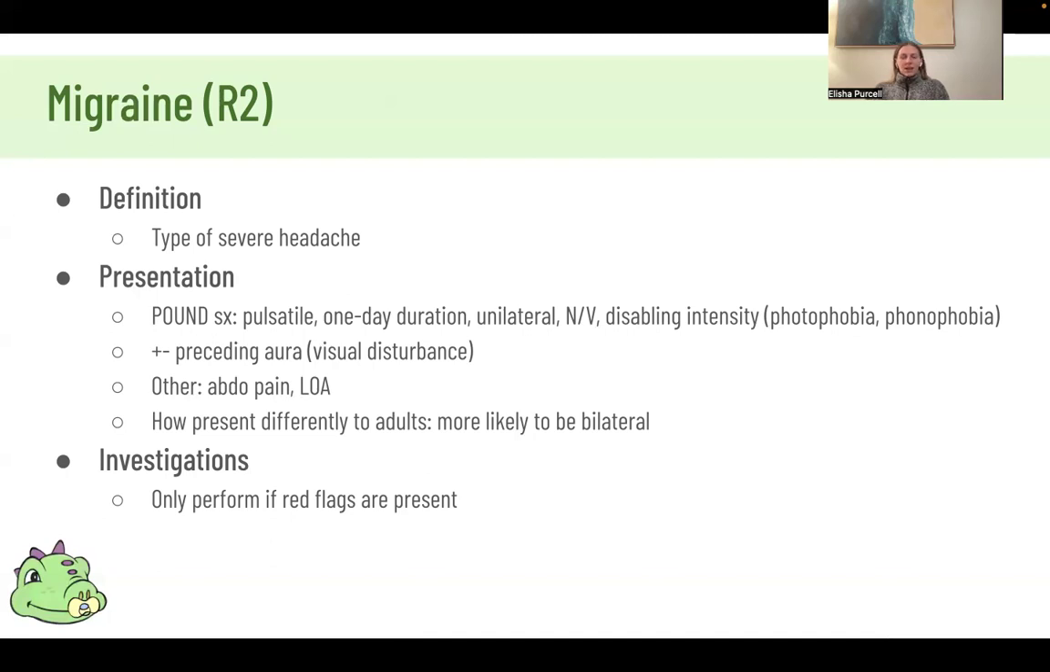And how it presents differently to adults: when we think about child compared to adult, a child is more likely to be bilateral compared to an adult. But yeah, within the pediatric setting, they're still more likely to have a unilateral headache. Investigation is not needed unless there are any red flags present.